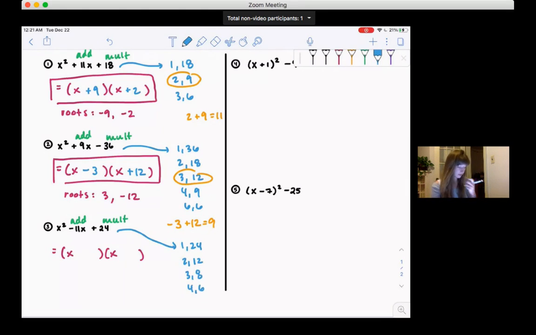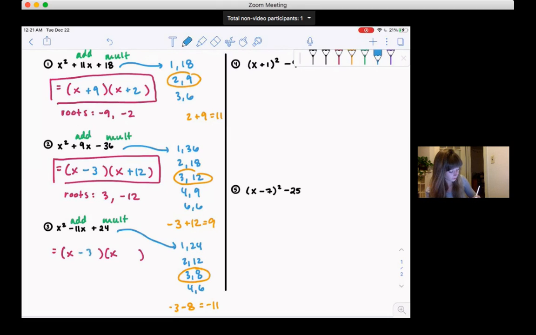So which of those could somehow make -11? And keep in mind we might need to use negatives. So you could test them out and we could find that we can make -11 out of 3 and 8 if we make them both negative. So -3 minus 8 gives us -11. So they both need to be negative in this case.